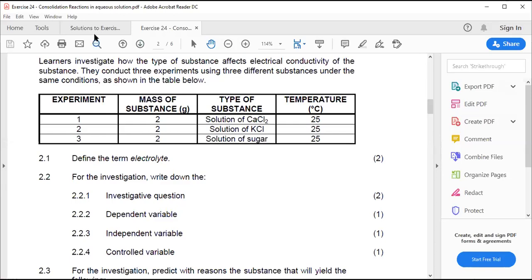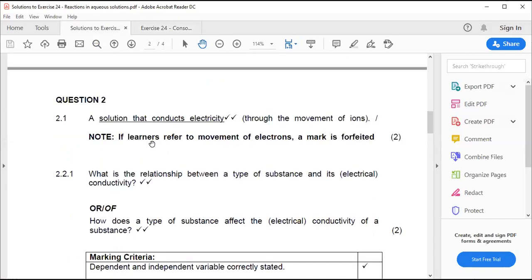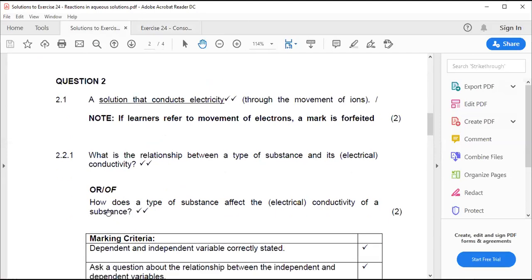All right, okay, let's check. What is the relationship between type of substance and its electrical conductivity? That's one way to say it, okay? Or how does the type of substance affect the electrical conductivity of a substance? The 2 marks. So your question must have independent and dependent variable, all right?